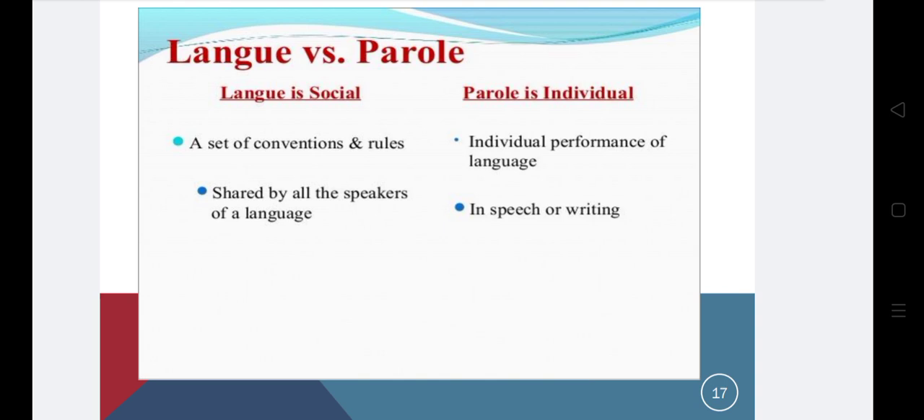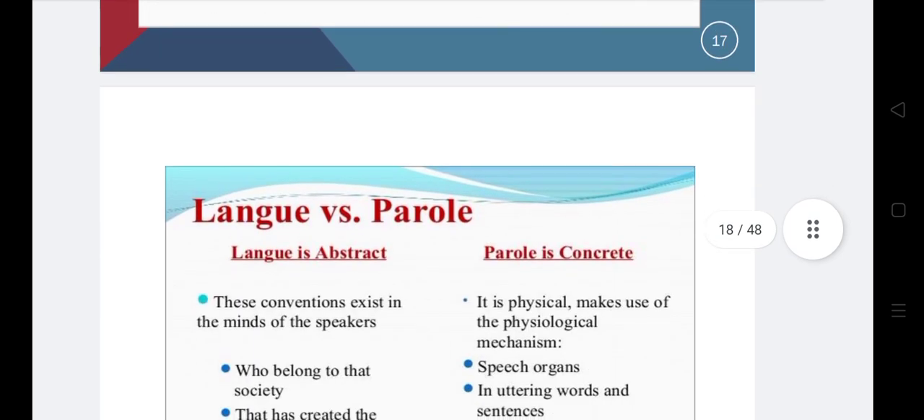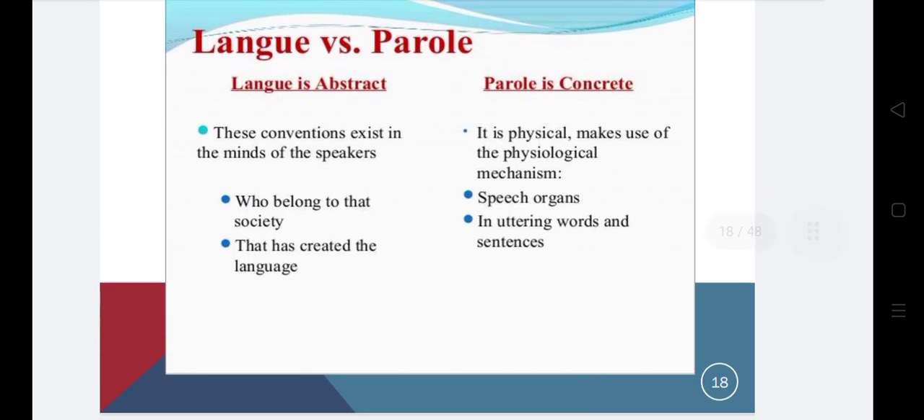Langue is a social thing, whereas parole is individual. Langue is a set of conventions and rules, whereas parole is the individual performance of language. Langue is shared by all speakers of a language, whereas parole is used in speech and writing. Langue is abstract and exists in the mind, whereas parole is concrete and physical. It makes use of the physiological mechanism of people belonging to that society, and parole includes the speech organs uttering words and sentences.